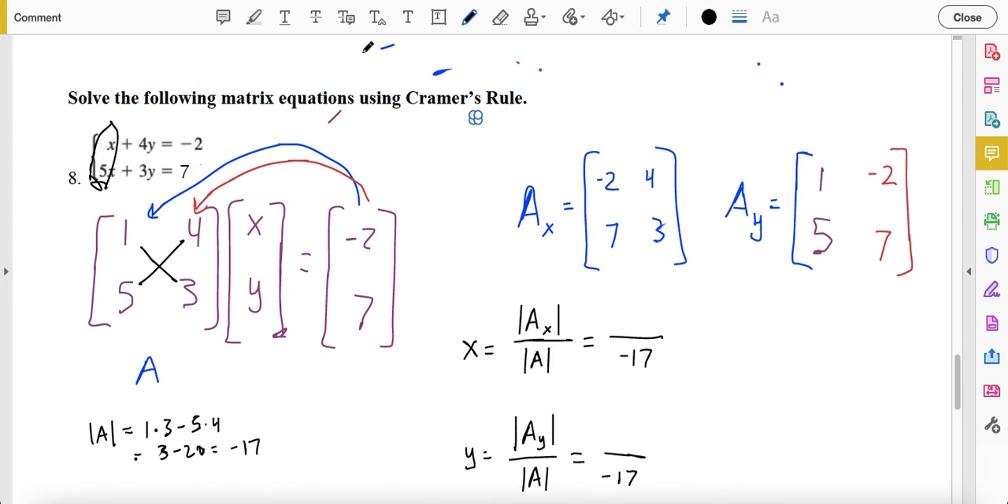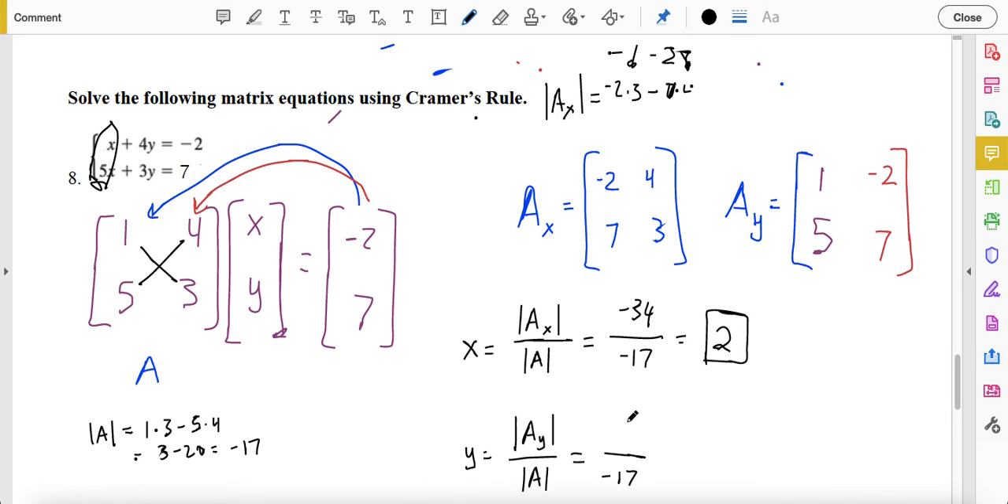All right, and then for AX, we need the determinant of AX. So determinant of AX is going to equal -2 times 3 minus 7 times 4. So I've got -6 minus 28, which is -34. And look at that, -34 over -17 is 2, so x equals 2.